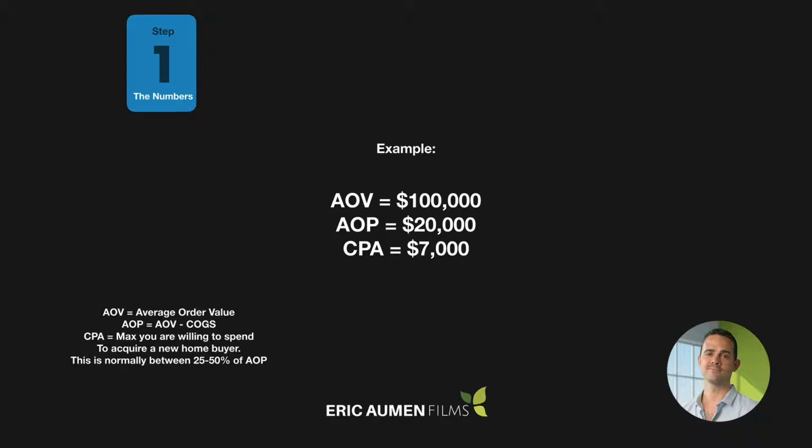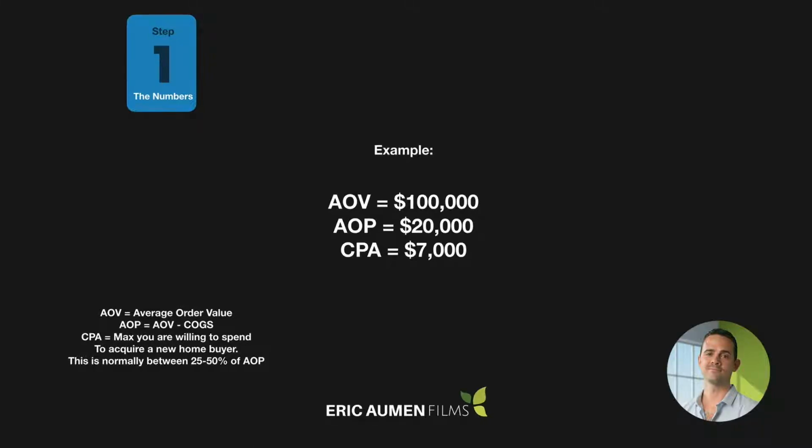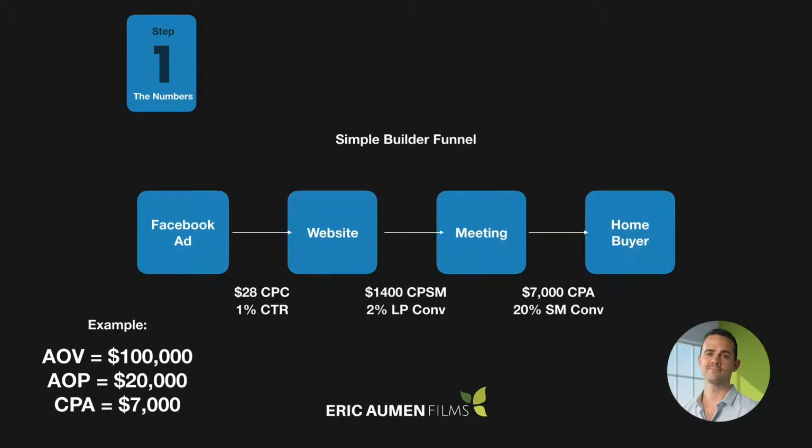Which means you've already accounted for the crew in your cost of goods sold to build the home. So we've now decided, okay, we're willing to spend up to $7,000 to attract each new home buyer. So what do we do with that? Okay, that's next. So now here's that same funnel before.